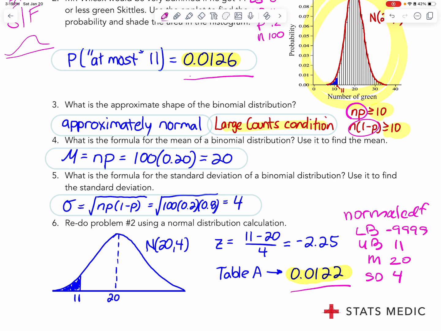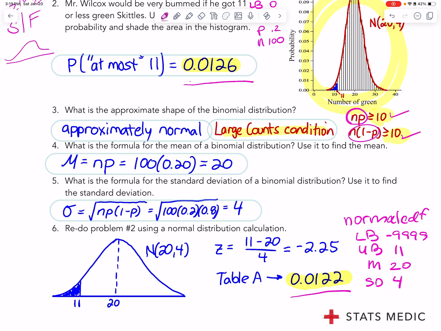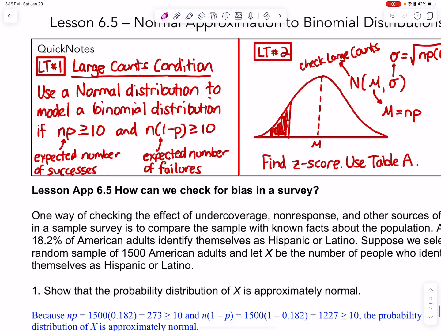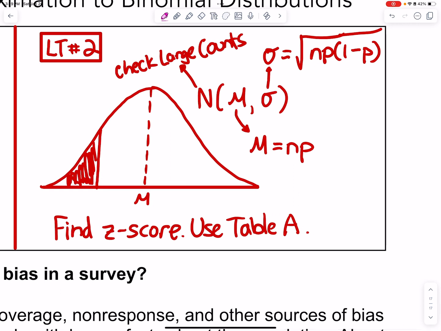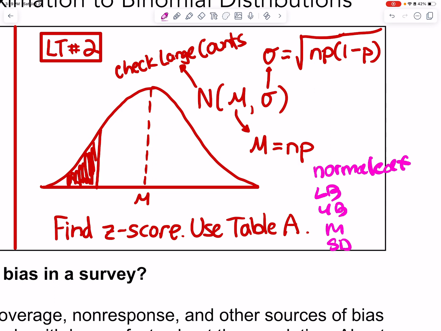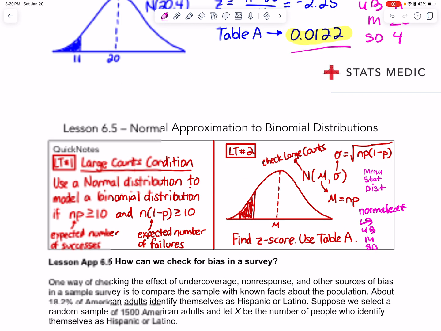You can only do that if I have 10 successes and 10 failures. So the large count condition says you can use a normal distribution to model a binomial distribution only if my successes and my failures are greater than 10. Your mean is going to be the center, your standard deviation is going to be the square root of np(1-p), and then you can either use a z-score or you can use the normal CDF with the lower bound, upper bound, mean, and standard deviation to get the values. And of course, this is menu, stat, distribution, normal CDF.